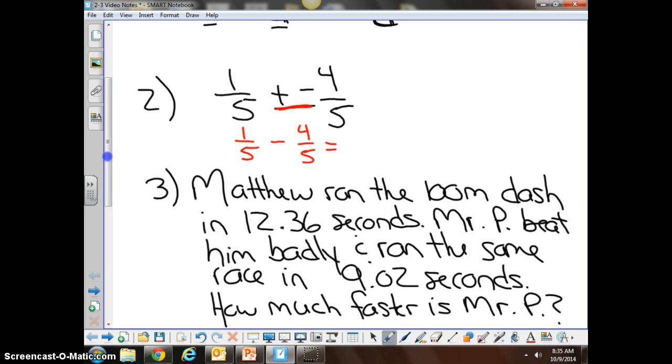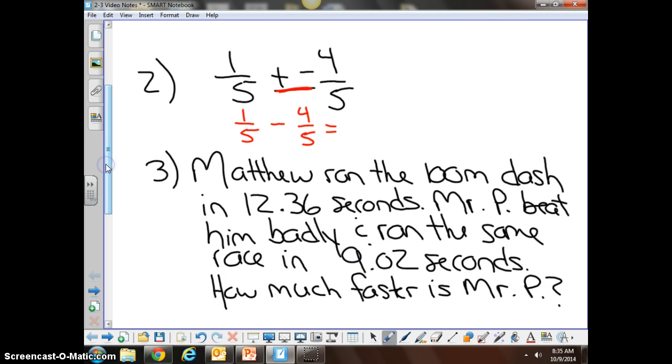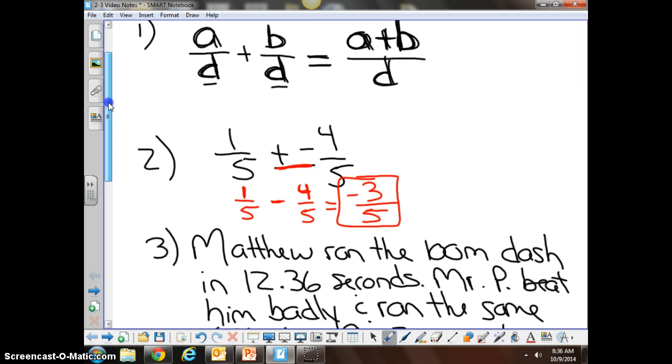Look back at your properties of adding fractions. The denominators are the same, so all we have to do is add the numerators. I'm going to keep the denominator in the bottom. I'm going to take the number 1, and I'm going to subtract 4. 1 minus 4 is -3. Your answer is -3/5.